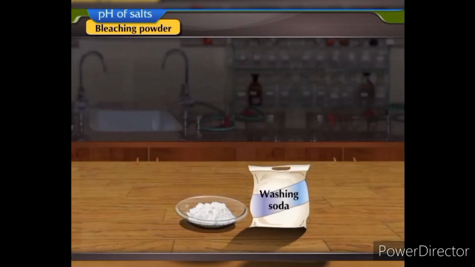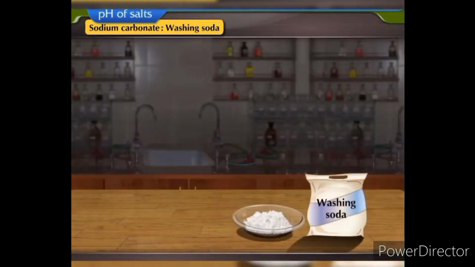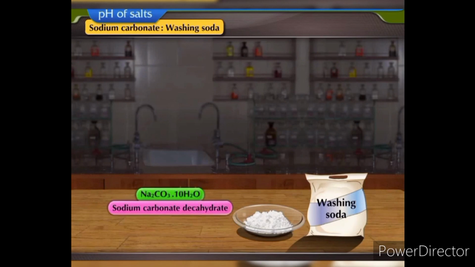We are familiar with the use of washing soda as a cleansing agent. Let us learn more about washing soda. Sodium carbonate, washing soda. Washing soda is sodium carbonate decahydrate. Its chemical formula is Na2CO3.10H2O. Washing soda is alkaline in nature.